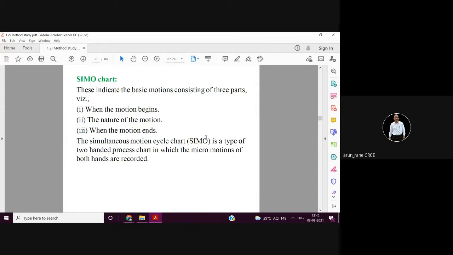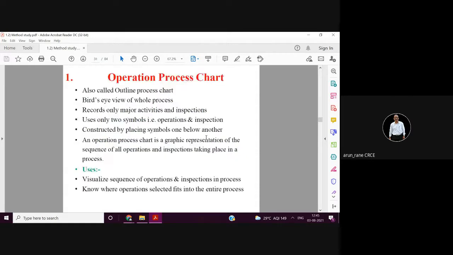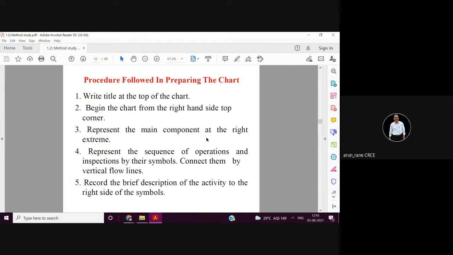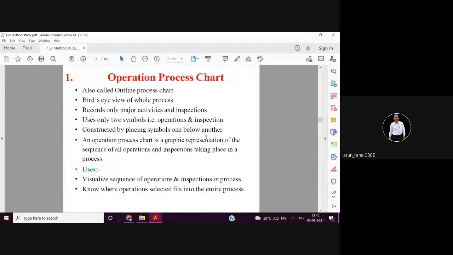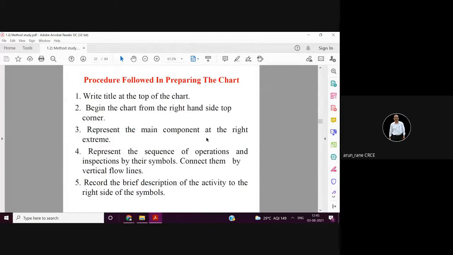Then the full form of SIMO. Again, students fail to tell. It is simultaneous motion cycle chart. That is, what are the motions that can be performed simultaneously? Those are recorded. As I told, operation process charts give you a bird's eye view of the entire process. And we also discussed how to make an operation process chart and what are its uses. That is what we discussed yesterday, right?